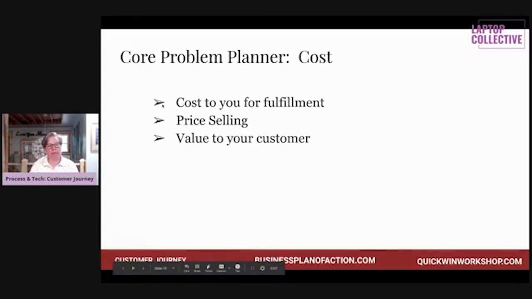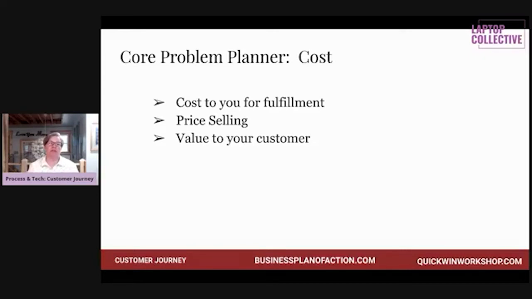Now, let's talk about cost, right? When it comes to the core problem planner, the reason I want you to think about cost is that if you have multiple offers right now, and you're really focused on one particular offer, and it takes a lot to deliver the solution, there may be another opportunity in your bag, your product or your service, that you're overlooking, where the cost for you to fulfill is much lower.